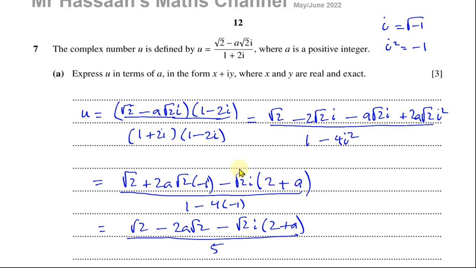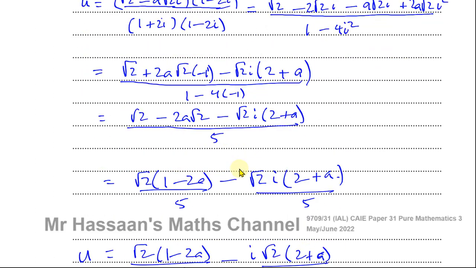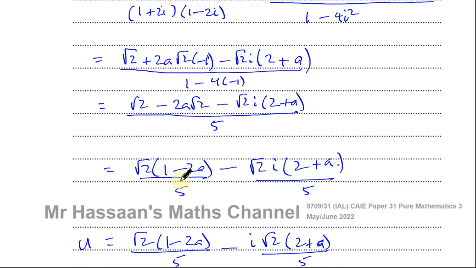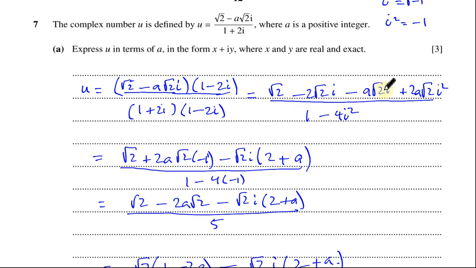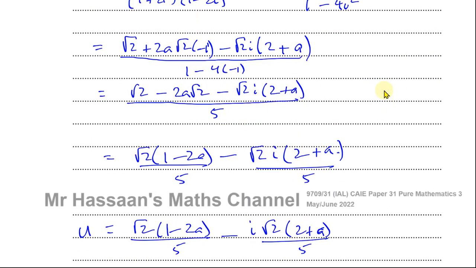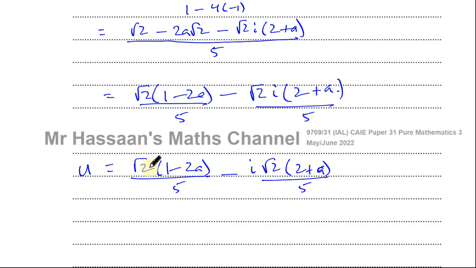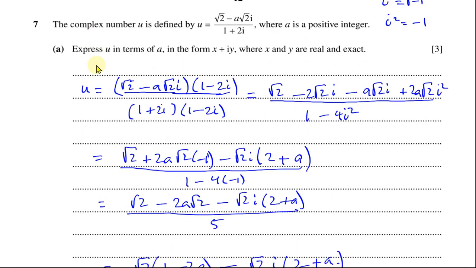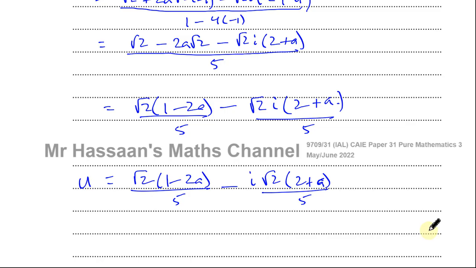Okay, so we've written it in this form, x plus iy, in terms of a, and we got x and y are real and exact. Okay, exact, in terms of root 2, and real. So there's the answer to part A of this question. Now we're going to move on to part B.